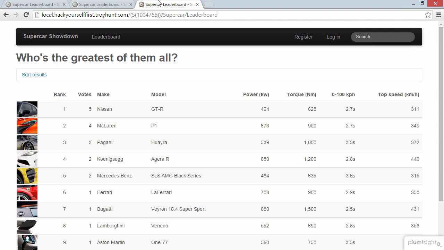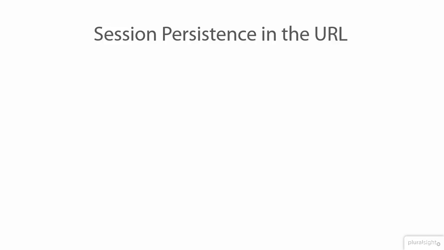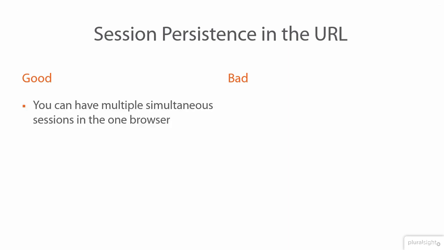Let's go and have a look at a slide on the pros and cons of persisting the session ID via the URL. So session persistence in the URL, good sides and bad sides. Well, one of the good sides is that we could have multiple simultaneous sessions in the one browser. We just saw that each tab had its own session ID, its own little isolated container of session state data, and when we logged in, its own independently authenticated tab.